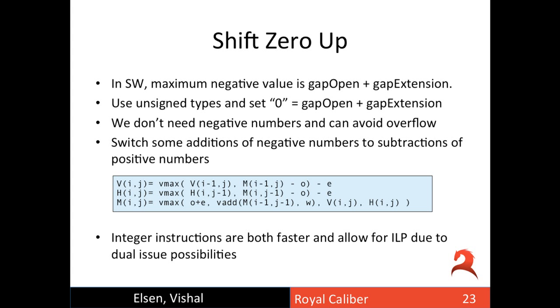And so basically, we're subtracting positive numbers instead of adding negative numbers. This allows us to switch some of what were vector additions into just normal integer subtractions, because we can guarantee there won't be any overflows. Since the integer instructions are a lot faster, this gives us more speed. And since they execute in parallel with the vector instructions, it actually gives us a bit more ILP as well. So that's the other basic trick.